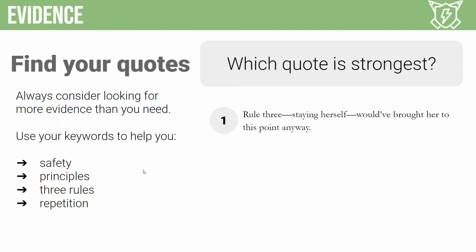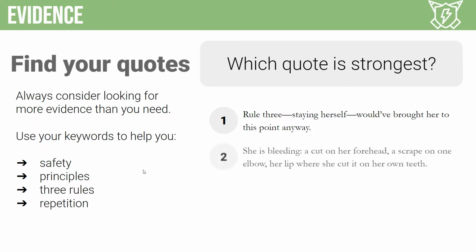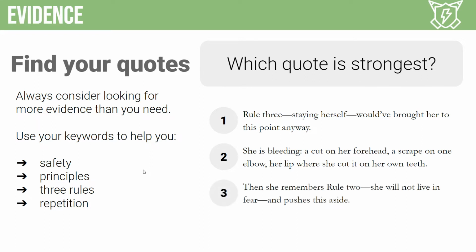Number 1, rule 3, staying herself, would have brought her to this point anyway. Number 2, she is bleeding, a cut on her forehead, a scrape on one elbow, her lip where she cut it on her own teeth. Number 3, then she remembers rule 2, she will not live in fear, and she pushes this aside. So keeping in mind the keywords that we identified from our thesis statement, safety, principles, 3 rules, repetition, which of these 3 pieces of evidence do you think is strongest? Answer the question right now. 1, 2, or 3.